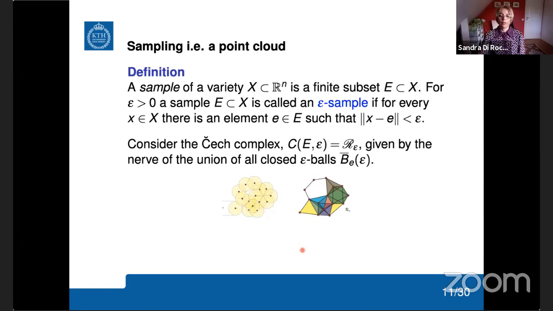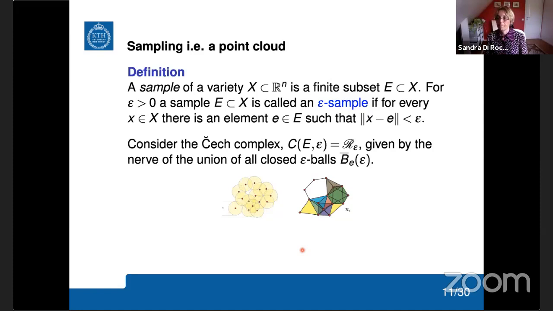Then, of course, let me define in a bit more formal way what we mean by recovering the shape of the variety. Well, once we have an epsilon sample, we can look at the union of all balls of radius epsilon centered at the sample points. We can look at the nerve of this union, and this Čech complex is usually denoted by R epsilon, okay? We require that this Čech complex has the same topology as the original variety. By saying this, we say that the sampling has the same shape as the variety, or is a topological signature of the variety. Okay.